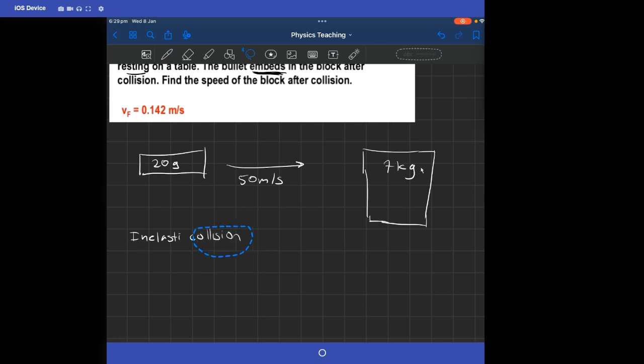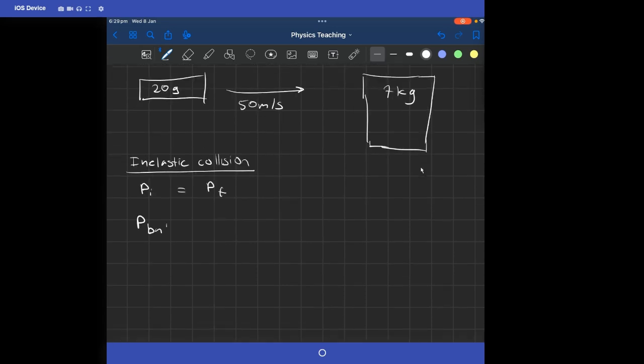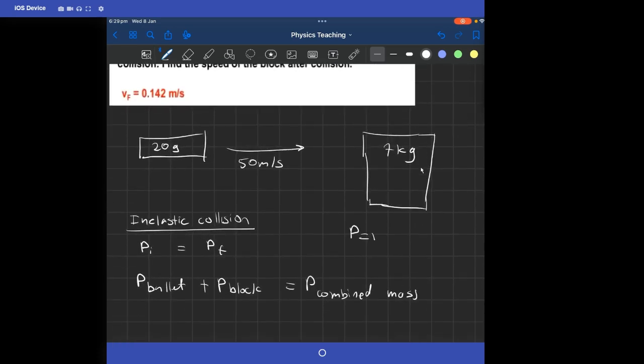and if we think back to the lesson, what we know about the properties of an inelastic collision is that the momentum initially equals the momentum finally. If we think about the initial momentum, it's going to be the momentum of the bullet plus the momentum of the block, and that should equal the momentum of the combined mass. And we know the momentum formula, P is equal to mv.